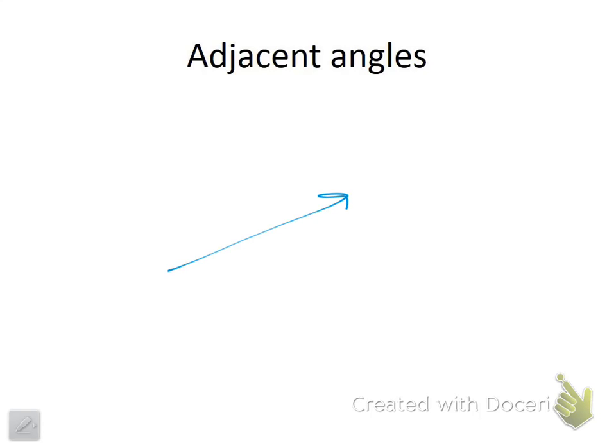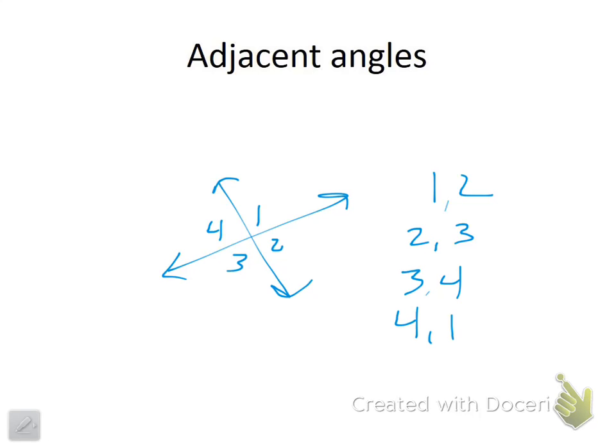Adjacent angles are going to be angles that sit next to each other. So 1 and 2 sit next to each other, 2 and 3 sit next to each other, 3 and 4, and 4 and 1. All of these angles sit next to each other. They are adjacent.